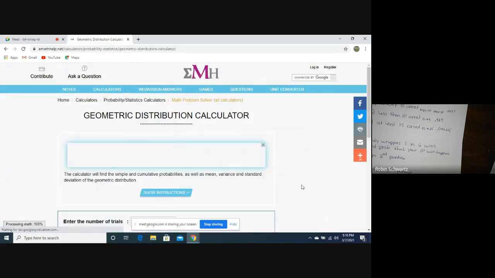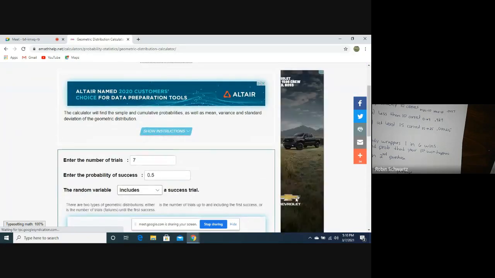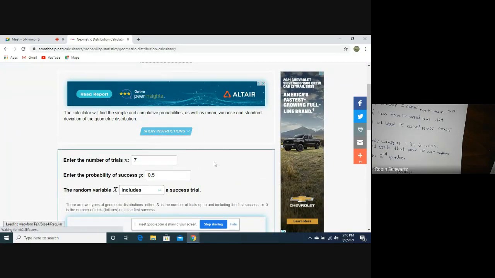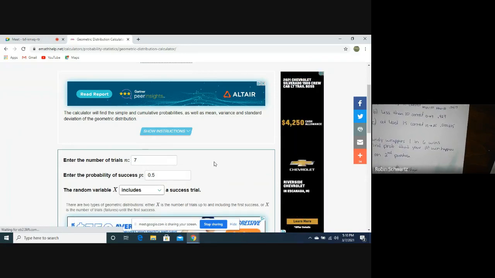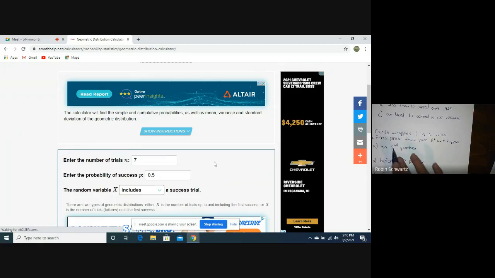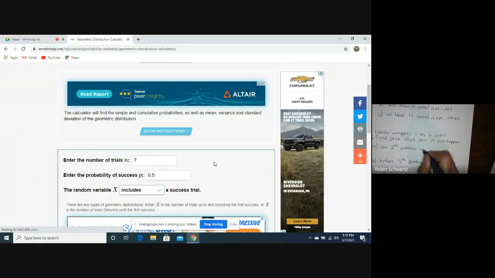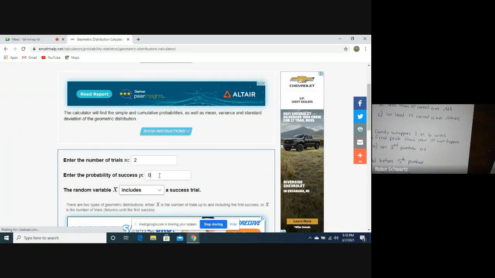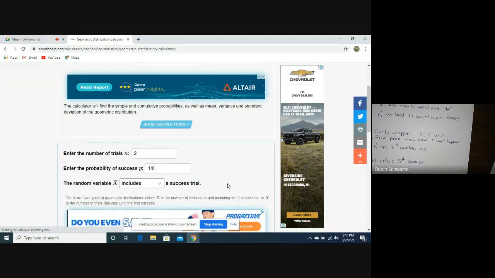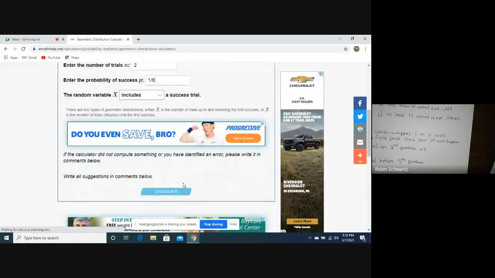Now here, you only got to fill in 2 things. It says enter the number of trials. That's our X value here. So where our X value is the second purchase. We want it to happen on the second purchase. So we'll put a 2 there. The probability of success, well, that's 1 in 6, so 1/6. Type that in. Make sure this says includes. The includes is the default. You don't want to change that. And then just go down to calculate.